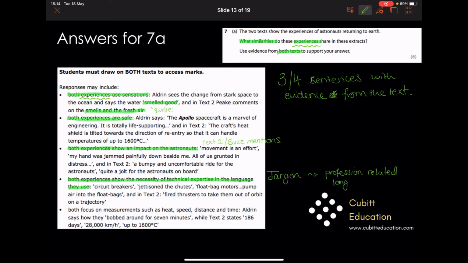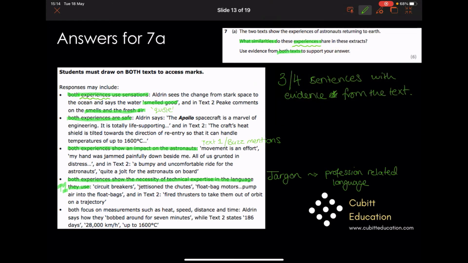Okay, so science or astronaut jargon. And then they've quoted "circuit breakers, jettisoned the chutes, float bag motors pump air into the float bags." Again, just mention that that's from text 1. And text 2, "fired thrusters to take them out of orbit on a trajectory." So there is language used in there that we might not know what it meant, which is why they gave those little stars and told us what it meant at the end.